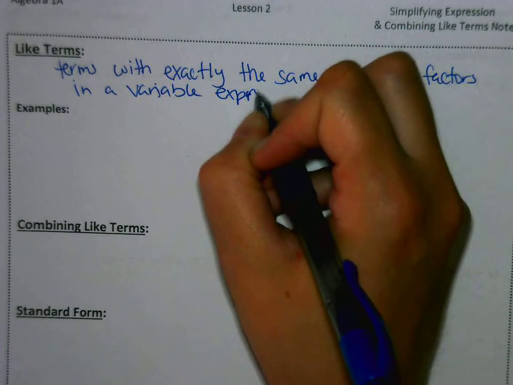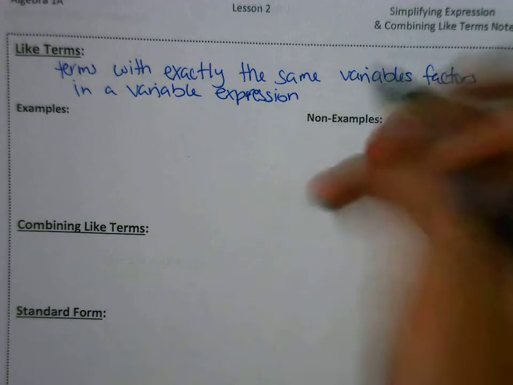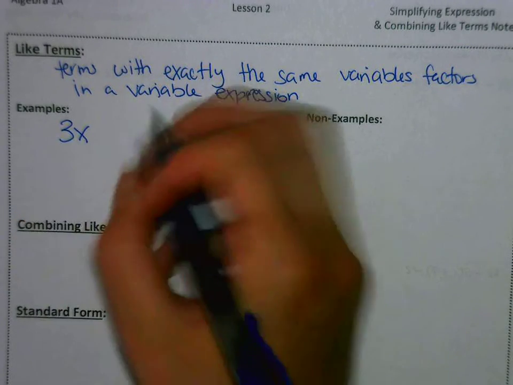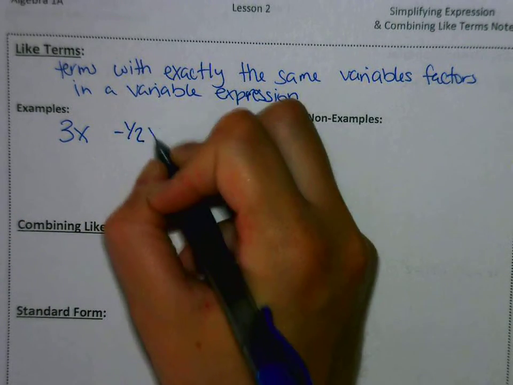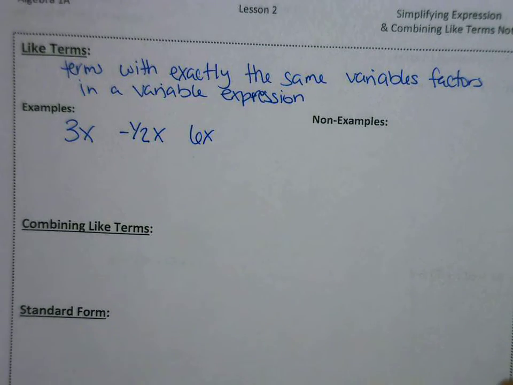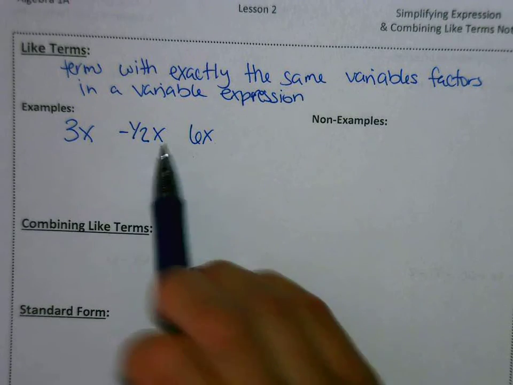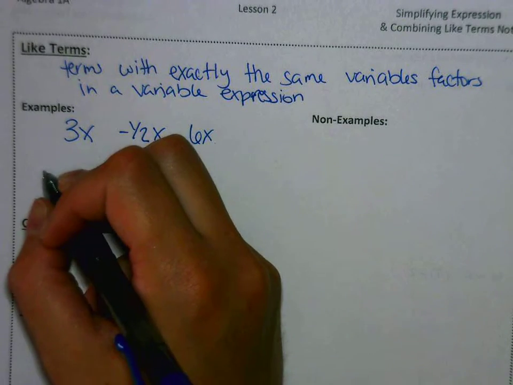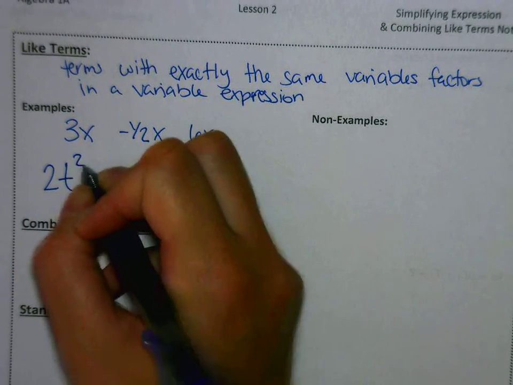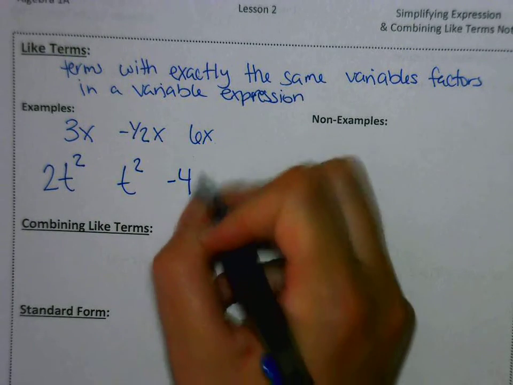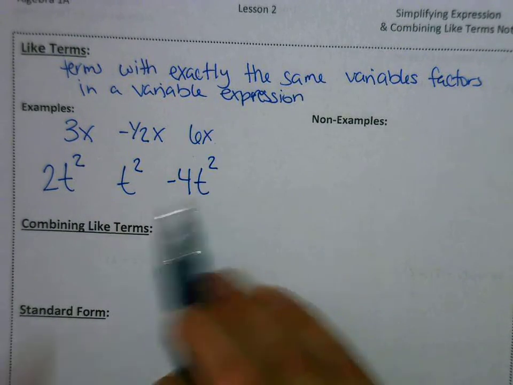So some examples of like terms: 3x, -1/2x, and 6x. Those are all like terms because they all have the same variable x. Another example would be 2t squared, t squared, and -4t squared. These are also like terms because they all have t squared for their variable.